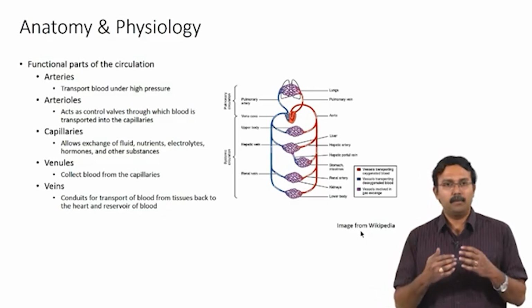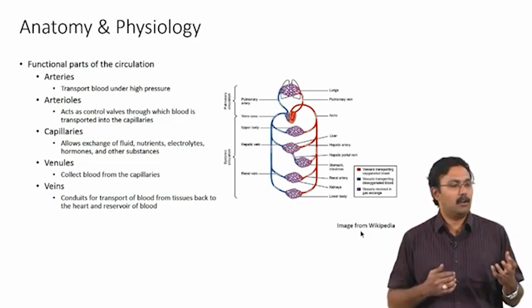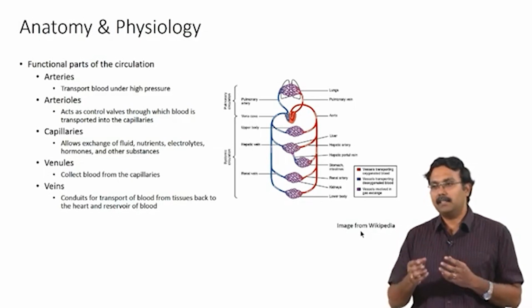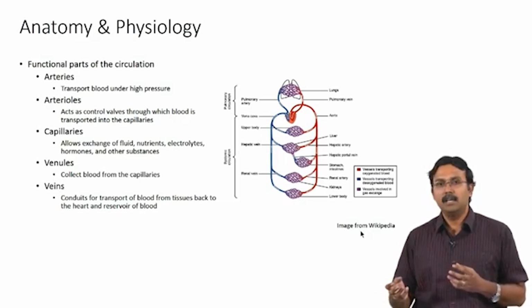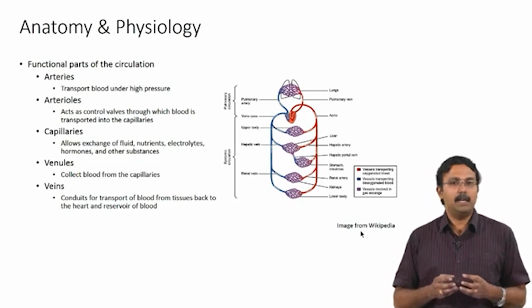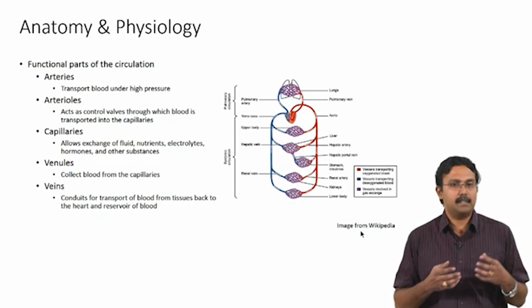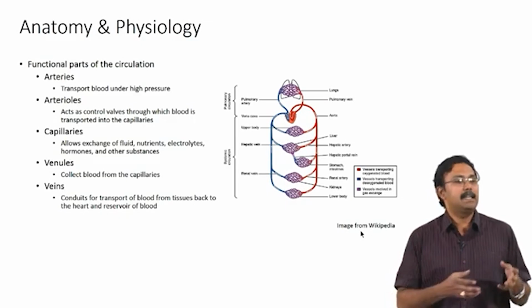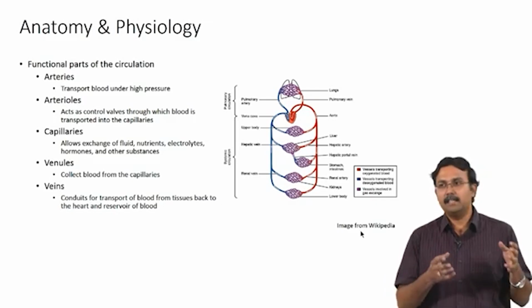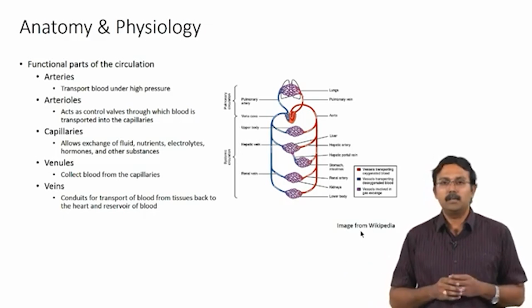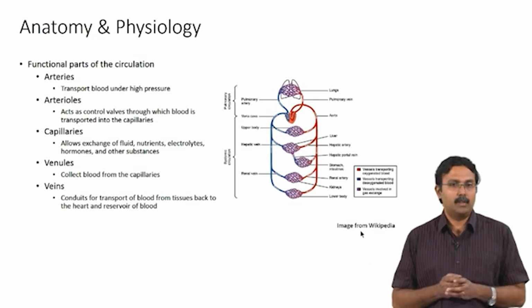Okay. So, I have put them in this order because oxygenated blood first enters into the arteries, from where it branches out to enter into the arterioles, and then it goes into the capillaries where oxygen transfer would happen, and the deoxygenated blood is collected by the venules, which then enters into the veins, and these veins take it back to the lungs and the heart and so on. Okay. So, this is the overall structure.